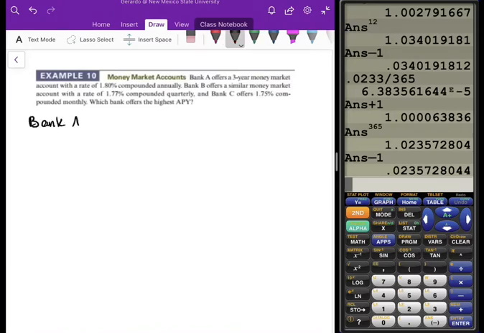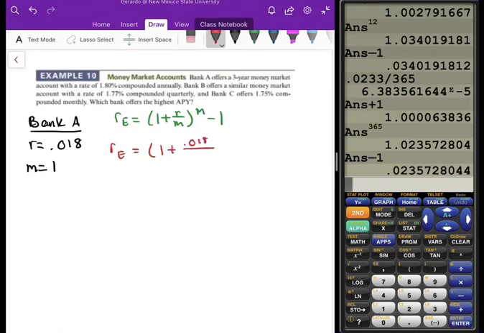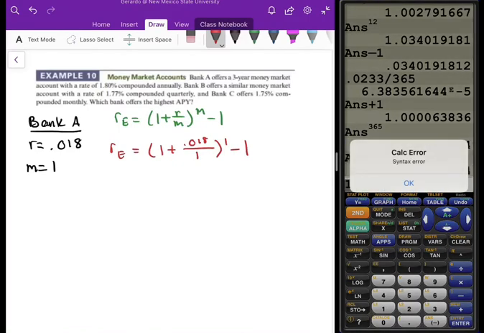So we have Bank A, and that gives me a rate of 0.018, compounded annually, that gives me M equals 1. Remember that the formula for APY is 1 plus R over M to the power of M, minus 1. So I have RE equals 1 plus 0.018 over 1, minus 1. So I have 1.018 minus 1.